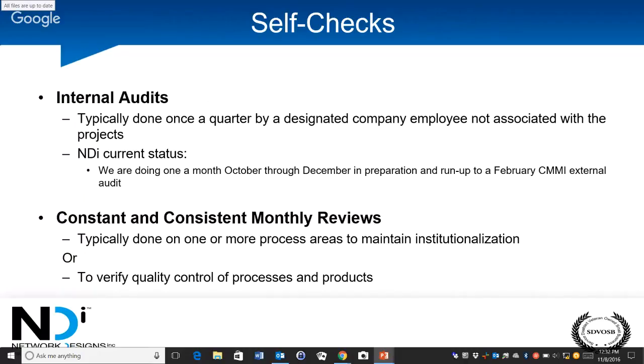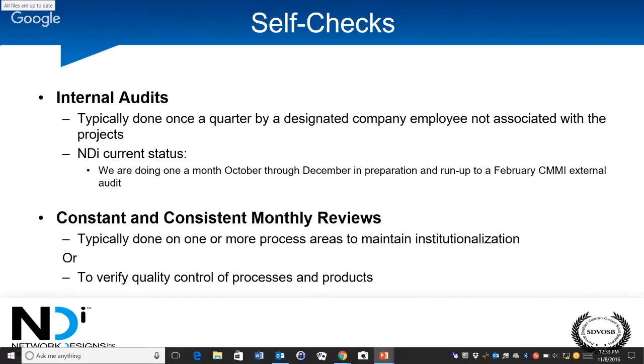Our current status at NDi is that with an upcoming February external audit, we are doing 3 internal audits. We just did one here in October. We're doing one in November again, and we're doing a final one in December. This is in preparation for a February external audit. So we are going to be evaluating ourselves and looking at where we are as a company and seeing where our weaknesses are. So that helps us to not only get ready for an external audit, but it helps us to improve on our own.